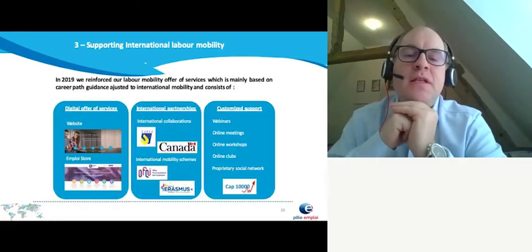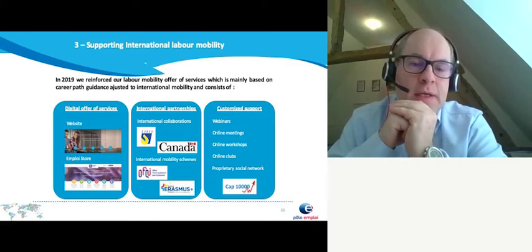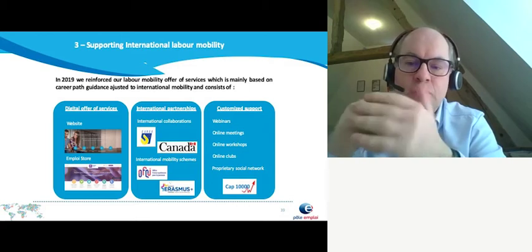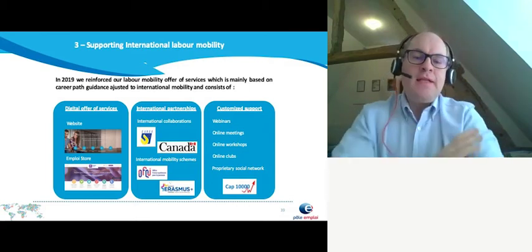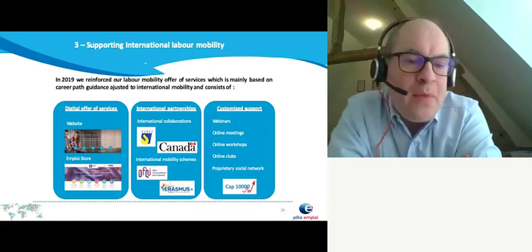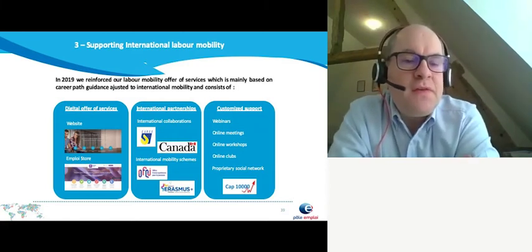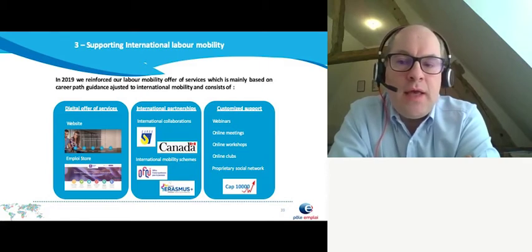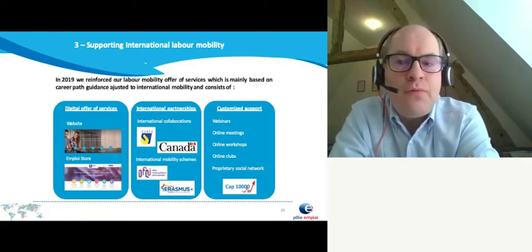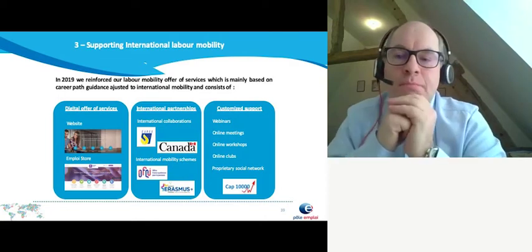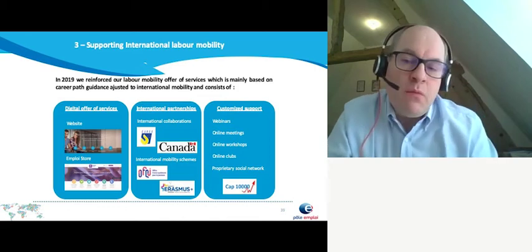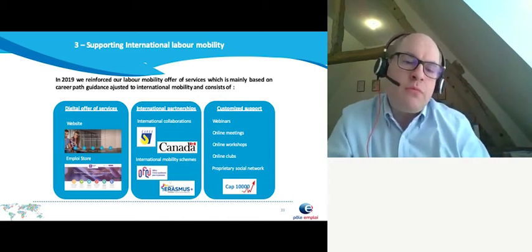How does this all work? What is our offer of services? You can see on the screen we look at French job seekers who want to go and work abroad, and there are 3 different axes. To start off with, you've got a digital offer of services. This is online, accessible by our website, pôleemploi.fr, and we've published a whole rejigged set of pages.